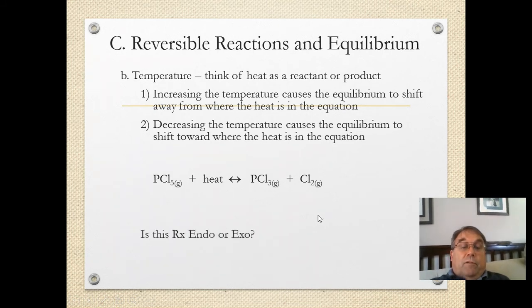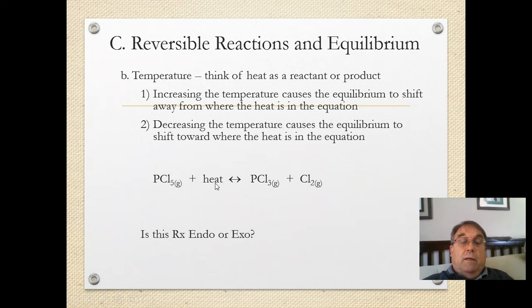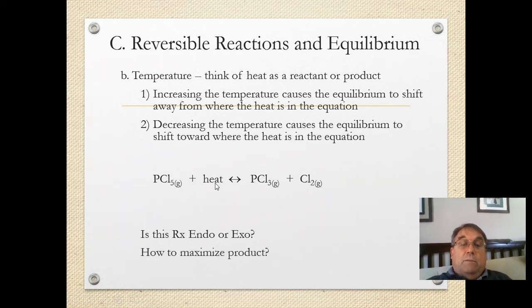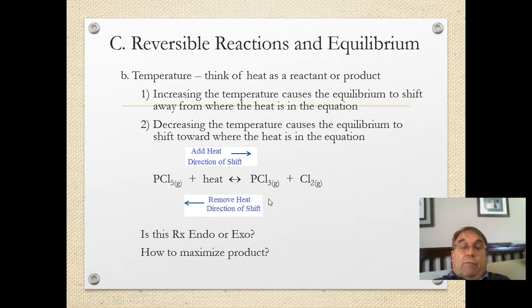What about this? Is this endothermic or exothermic? Well, heat is a reactant, so it's endothermic. So how do we maximize product? Well, it takes heat. This reaction absorbs heat. So if we add heat, it will shift towards the product. So to maximize product, we want to add heat for endothermic reactions. If we remove heat, then the shift is towards the reactants.